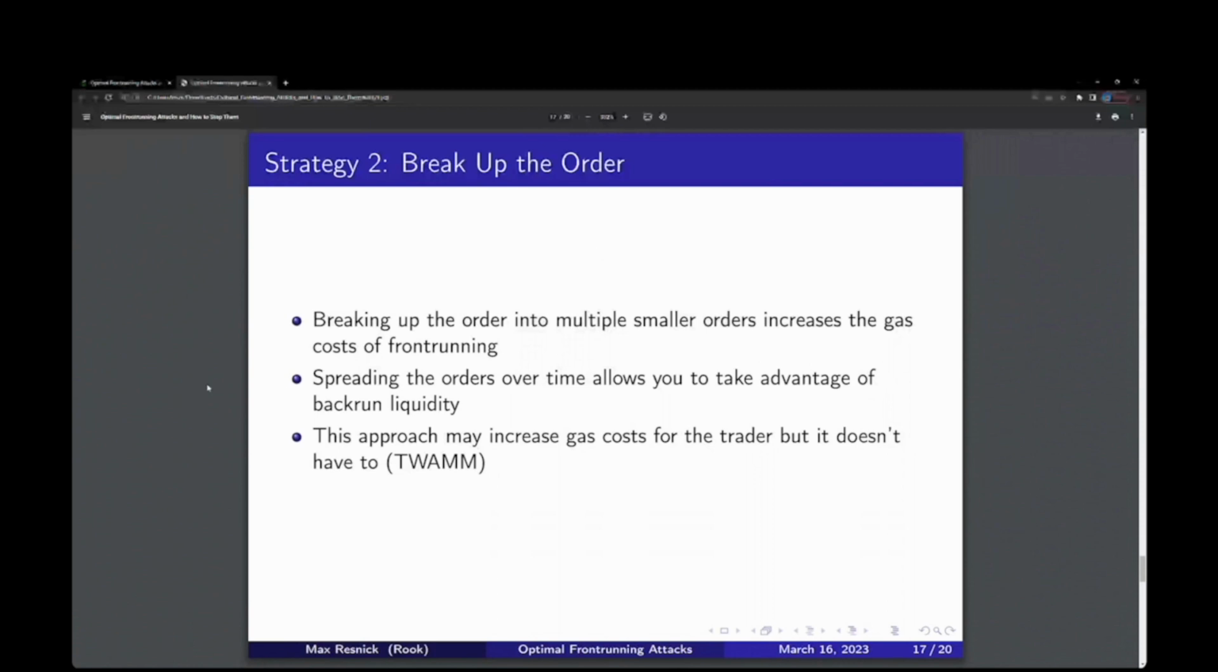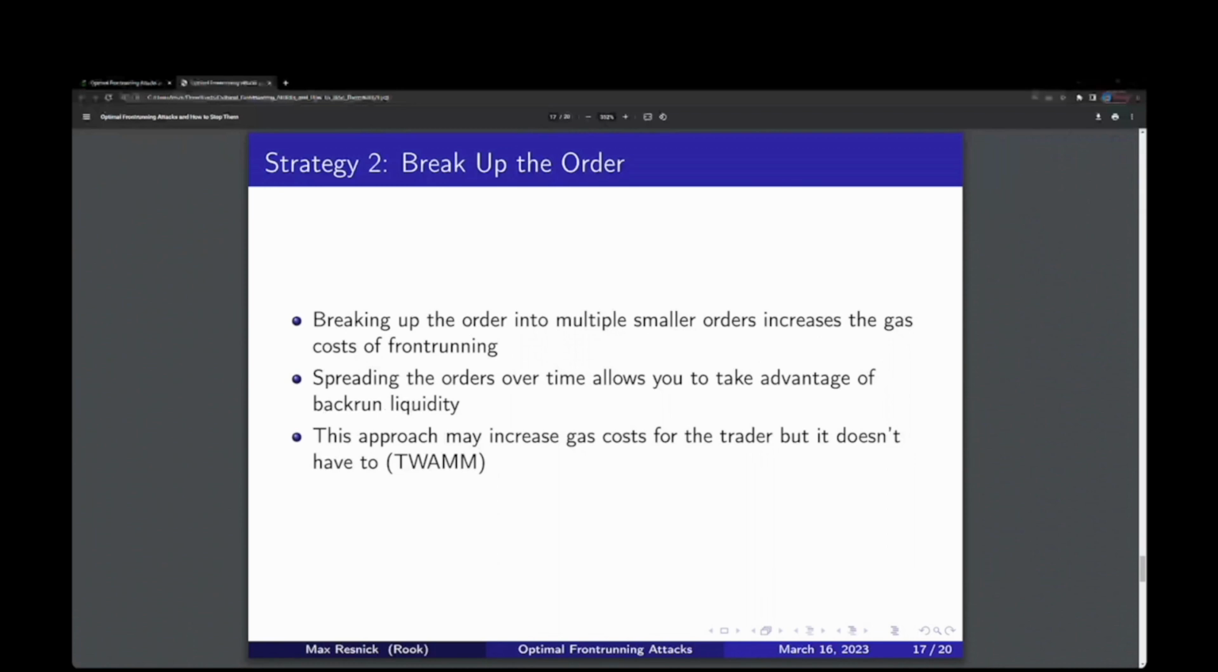So that means each individual order doesn't move the price as much, so it's less profitable to attack. And there's always this gas cost that comes in for the searcher attacks here, and the attack has to be more profitable than the gas cost for it to make sense to do.